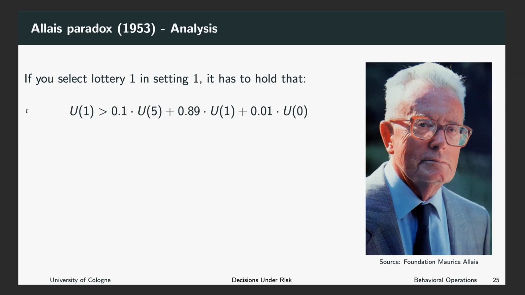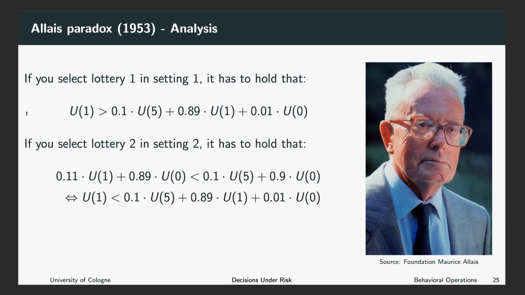Now let's look at the second setting. If you select lottery 2 in setting 2, which most of the people do, it has to hold that 11% times the utility you derive from 1 million plus 89% times the utility you derive from 0 is smaller than 10% times the utility you derive from 5 million plus 90% times the utility you derive from 0. So this has to hold.